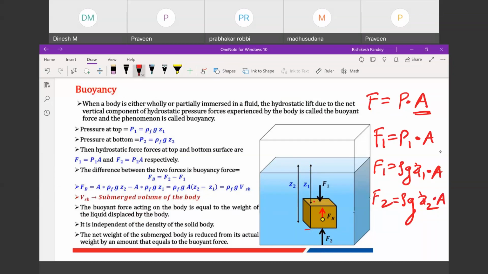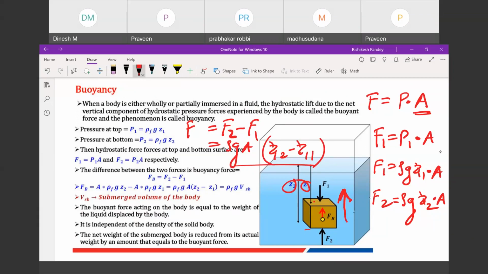Now if I calculate the difference, F is equal to F1 minus F2, what will I get? Rho G A times Z2 minus Z1. So if I calculate F2 minus F1, then Z2 minus Z1, and obviously Z2 is greater than Z1. So this will be a positive force, and as it is positive for F2 minus F1, the net force is in this direction. The net vertical force, the difference of F1 and F2, is known as the buoyancy force.